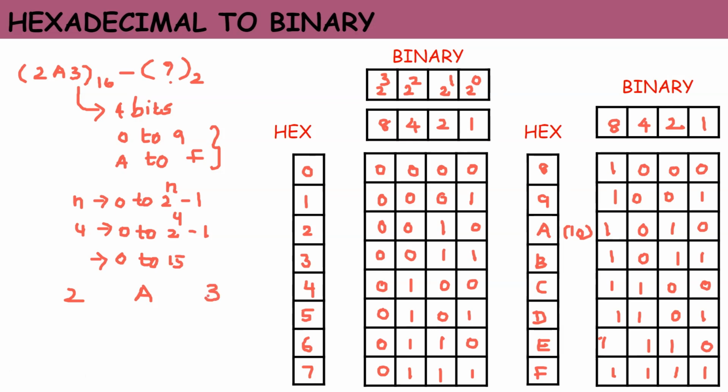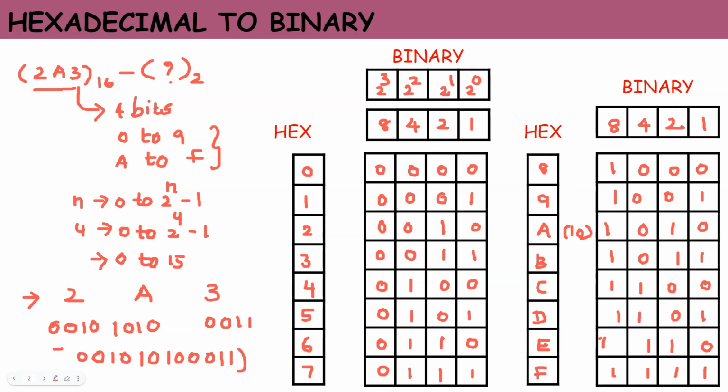Now let us take the hexadecimal number which we have taken, 2A3. The equivalent value for 3 is 0011. The equivalent value for A is 1010. The equivalent value for 2 is 0010. So write all together: 0010, 1010, 0011 to the base 2. So this is the equivalent binary value for the given hexadecimal number.